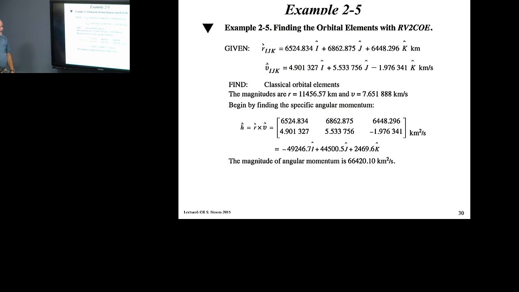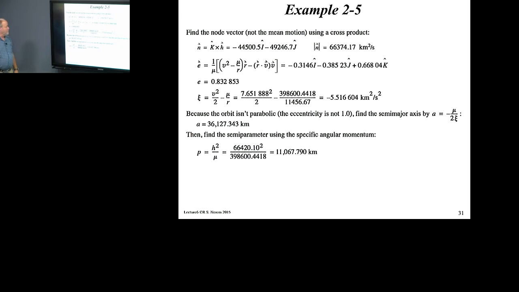So now you want to find all the classical orbit elements. You start by computing your angular momentum vector, which is the cross product of position and velocity. You also want the magnitude of that, so he computes the magnitude of the angular momentum vector there. Then he finds some other parameters that you need, like, for instance, the node vector.